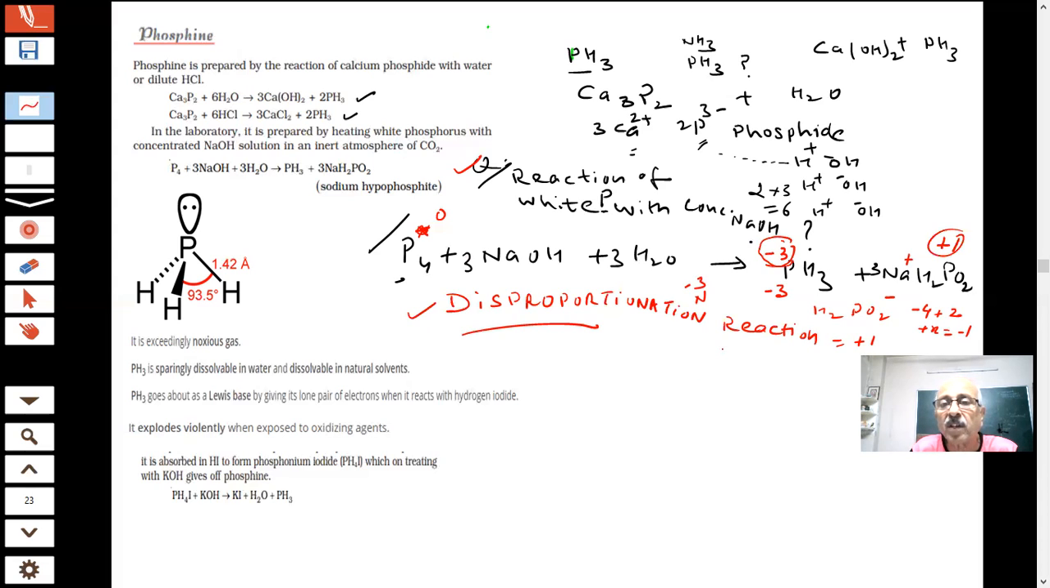Now about PH3, students, it is a very noxious gas, I mean a very poisonous type of gas. You can see the structure we have shown for PH3. It is a Lewis base, students. There is a lone pair of electrons, and you can see the pyramidal shape. What is the hybridization of phosphorus?